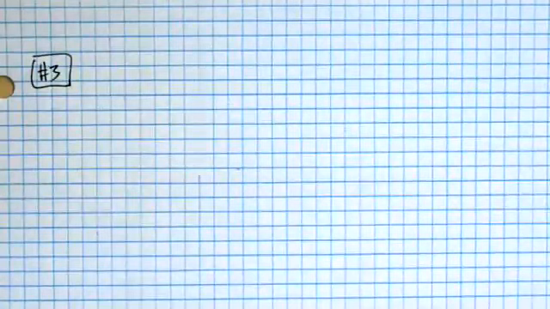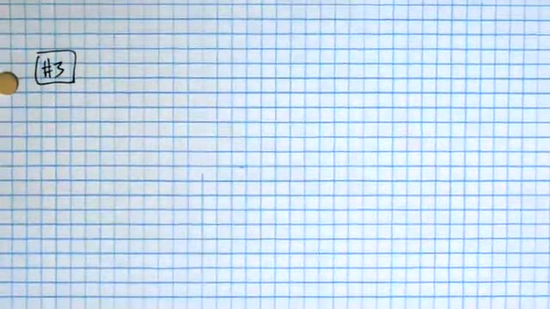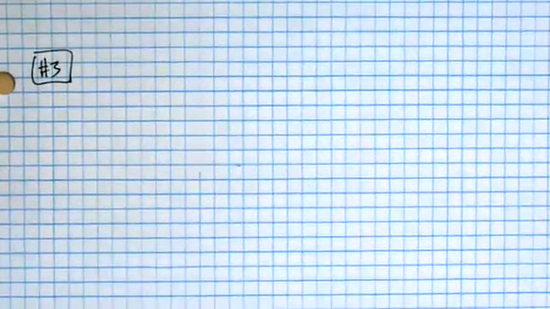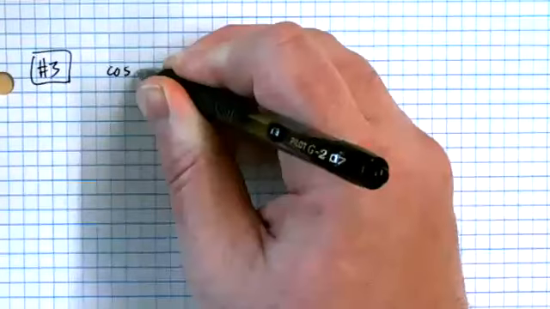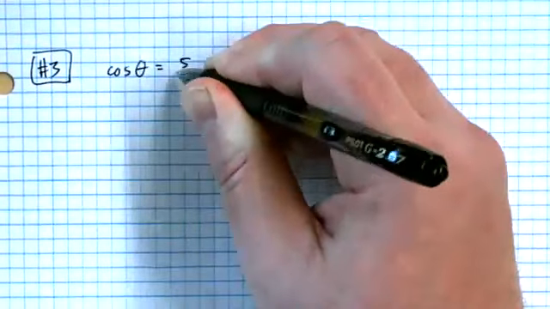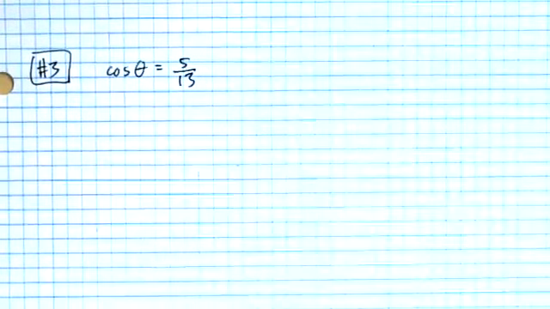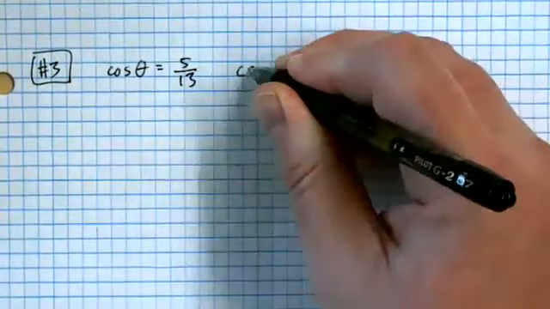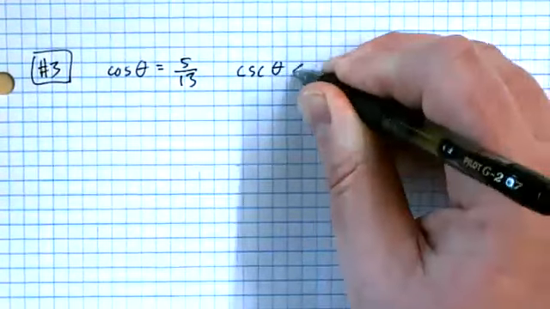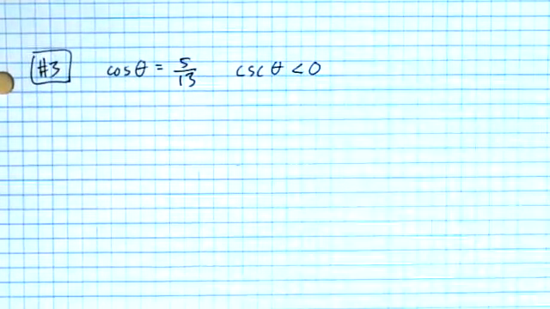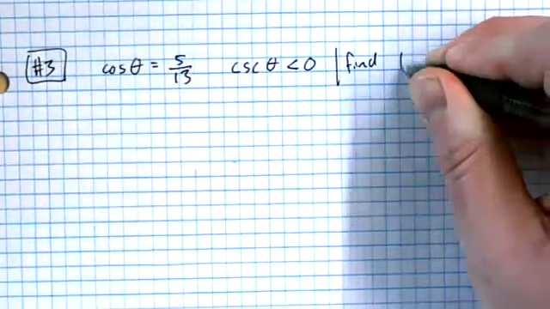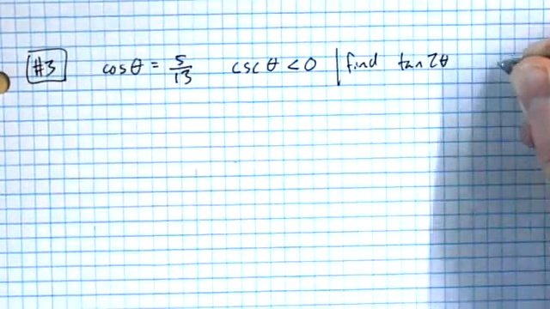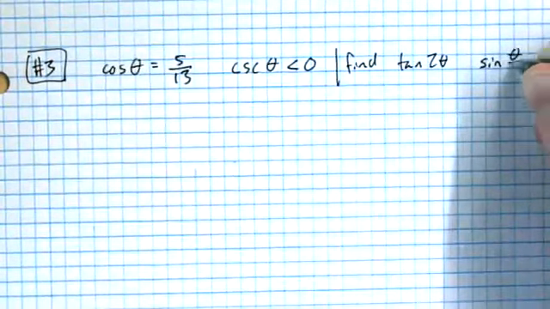Okay, so this is the type of problem where you really got to pull a lot of information together. And because we haven't done anything like it before, we're actually going to go over it ahead of time. So here we go. What they tell us in number 3 is that cosine theta is 5/13 and cosecant theta is less than 0. We're going to use that information to find tangent 2 theta and sine of theta over 2.